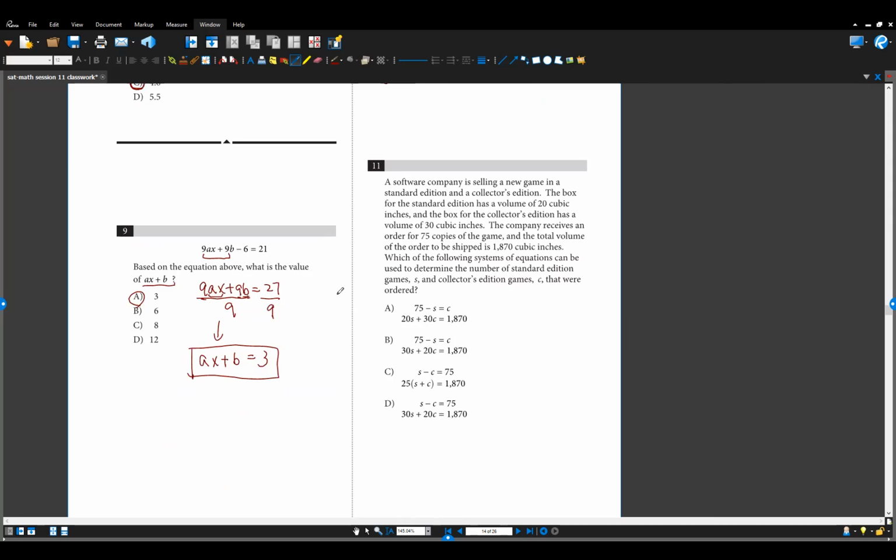Yeah, just the same question as before, right? This is an equation, not an inequality. Okay, now let's find out. Standard volume is 20, collection volume is 30. The company receives an order of 75 copies of the game. The sum of these two should equal 75: S plus C equals 75. So C equals 75 minus S. So this is wrong, this is wrong, and these two are correct.